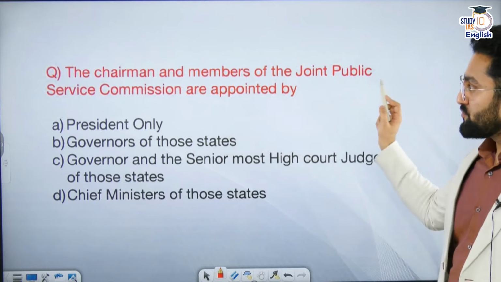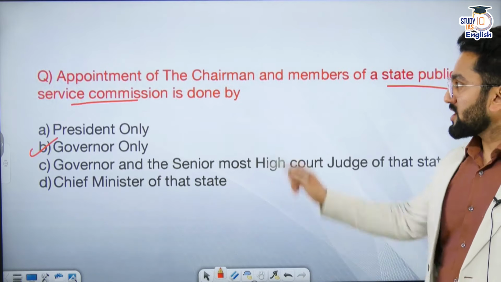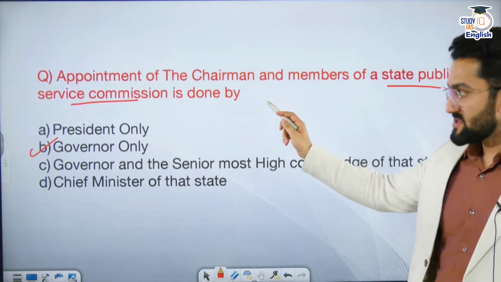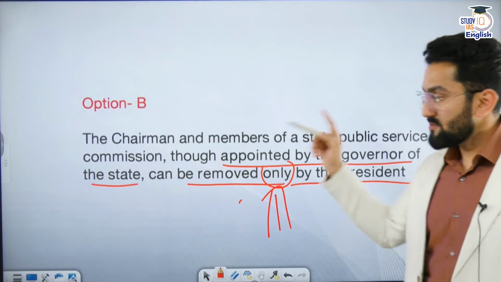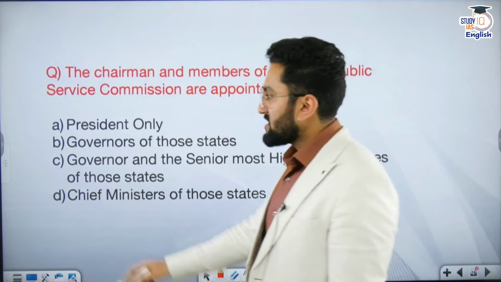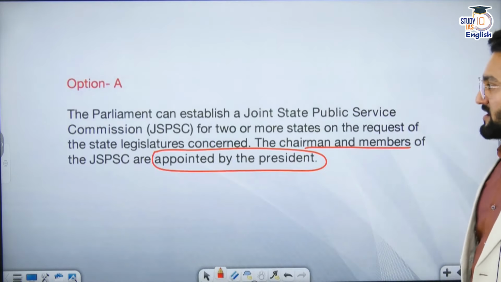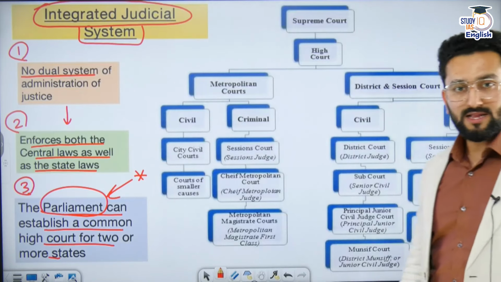Okay, statement kind of questions are also asked in this manner. Chairman and members of the Joint Public Service Commission are appointed by whom? Earlier we were talking about SPSC: the governor appoints, and the president removes. In the case of JPSC, both the appointment and removal lie with the president only, appointed by the president. I think it is clear now.